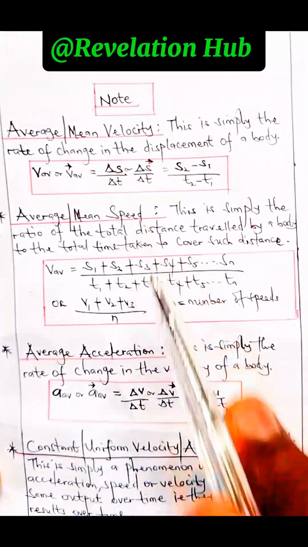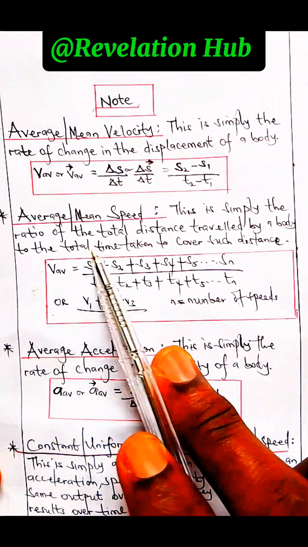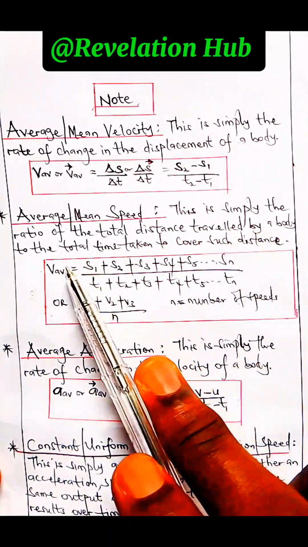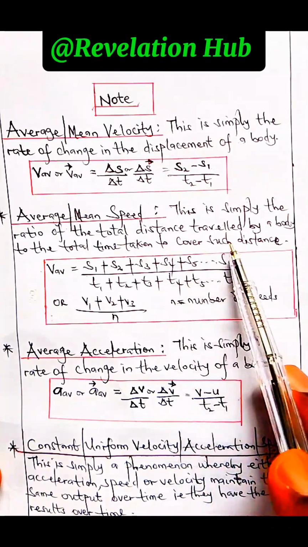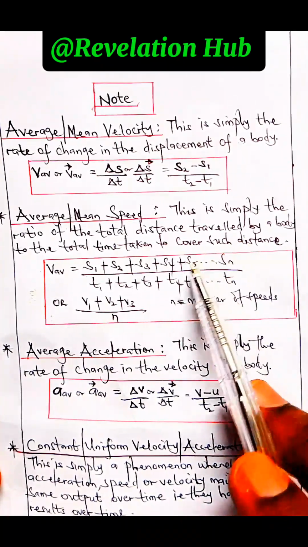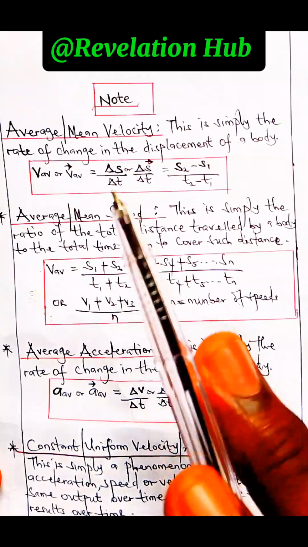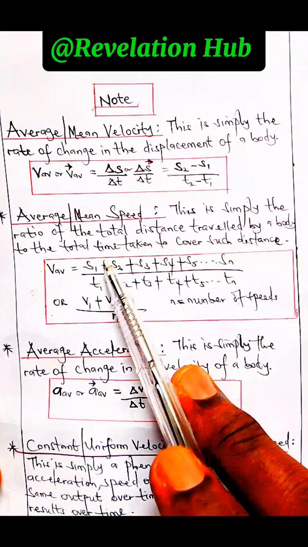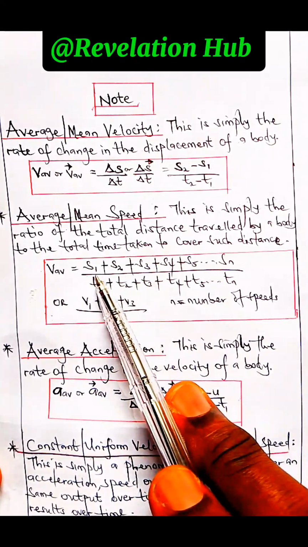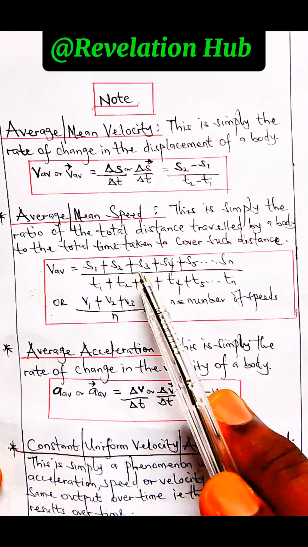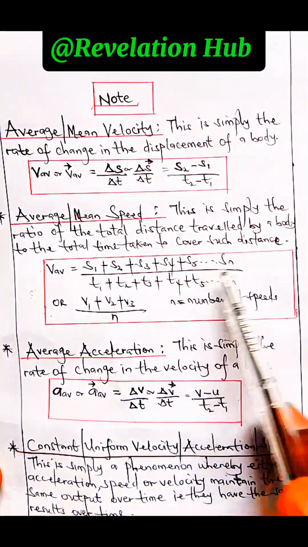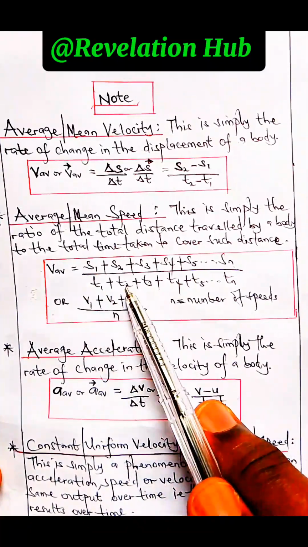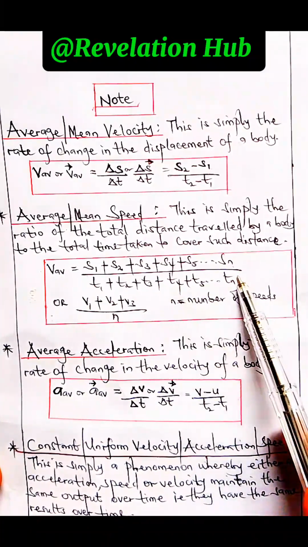Most times people mix it up with average speed. So quickly, let's see average speed. Average speed is simply the ratio of the total distance traveled or covered by a body to the total time taken to cover such a distance. Don't forget, speed is a scalar quantity, and that's the big difference between speed and velocity. So for average speed, it is always the total distance, for example distance 1 plus distance 2 plus distance 3, and so on up to the nth distance, over time 1 plus time 2, time 3, and so on up to the final time.